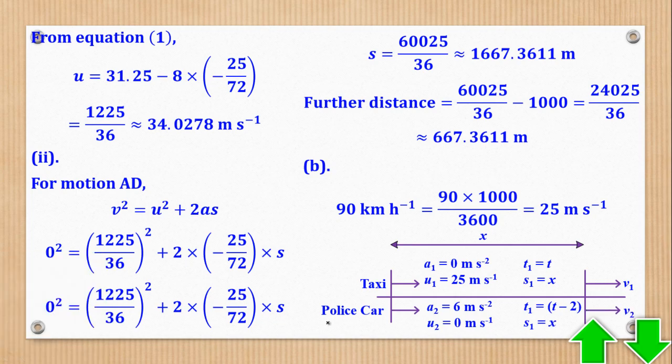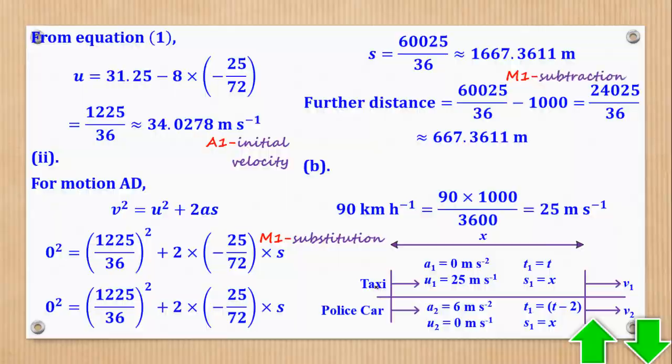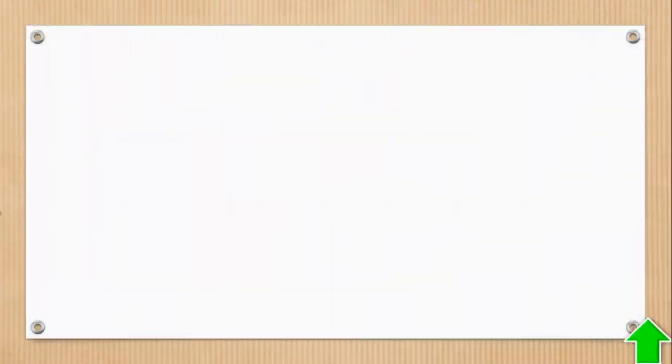So what I want you to realize is that both the police car and the taxi cover the same distance. But the police car takes less time than the taxi. Okay, when that is understood, we can now use the second equation of motion.